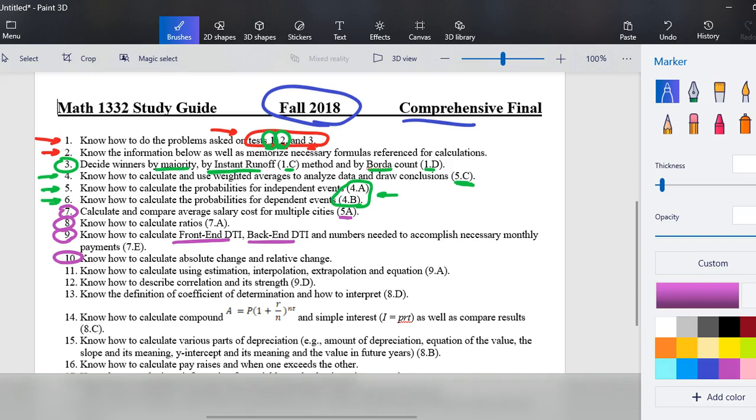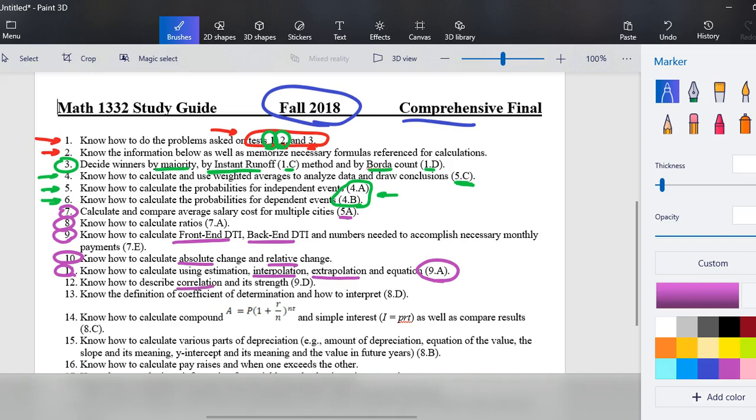Know how to calculate absolute and relative change. We were doing that today in class. That's probably a for sure to be on the test. Know how to calculate using estimation, interpolation, extrapolation, and that big old equation. You don't have to memorize that equation, but you do need to know how to manipulate it, and I believe that was on our last test.